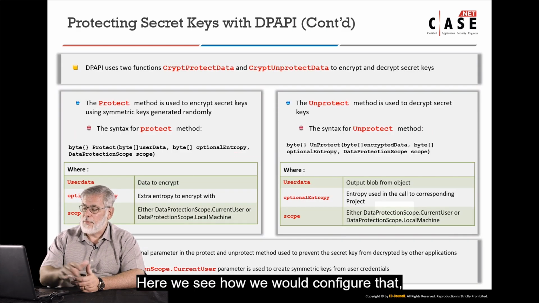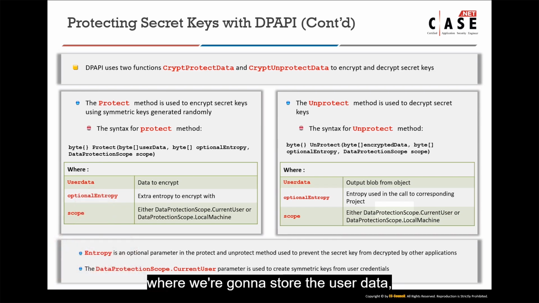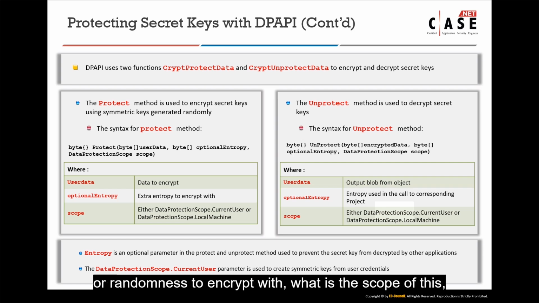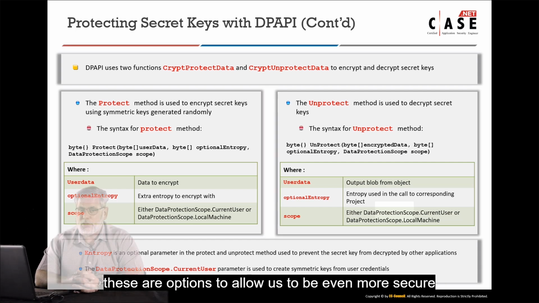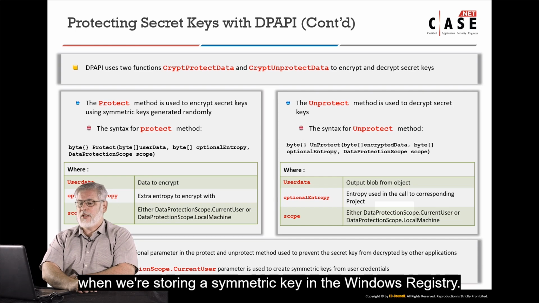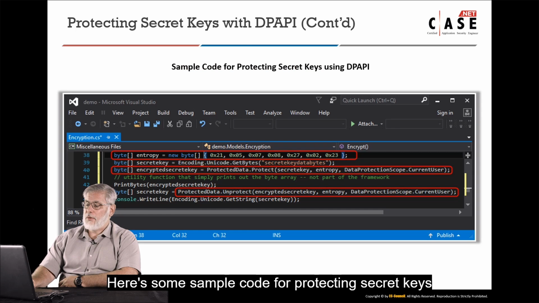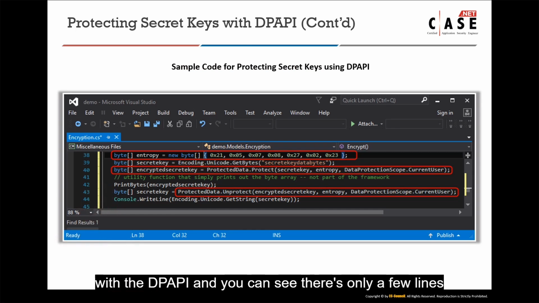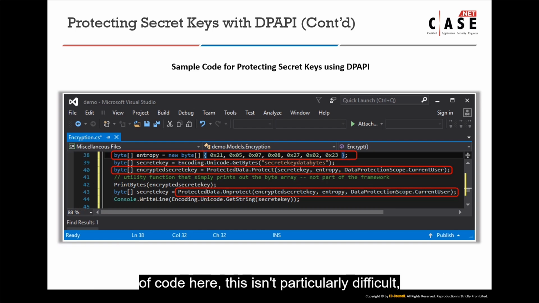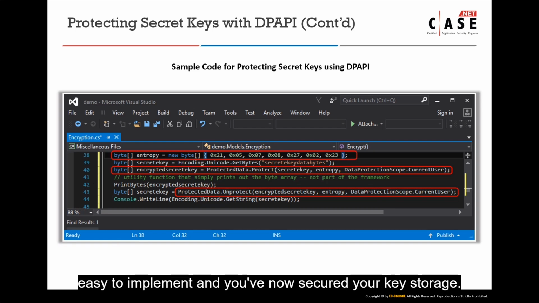Here we see how we would configure that, where we're going to store the user data. Are we going to use extra, what we call entropy or randomness, to encrypt with? What is the scope of this? These are options to allow us to be even more secure when we're storing a symmetric key in the Windows registry. Here's some sample code for protecting secret keys with the DPAPI, and you can see there's only a few lines of code here. This isn't particularly difficult, easy to implement, and you've now secured your key storage.